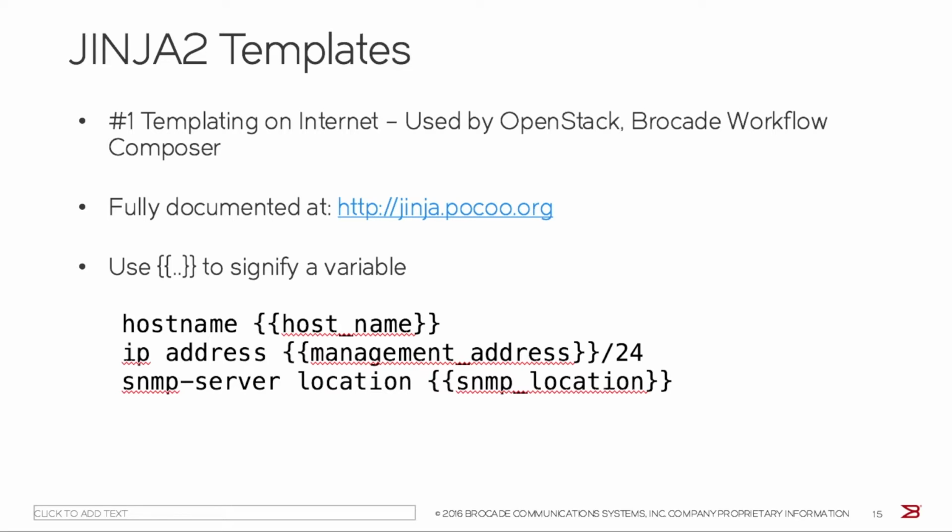The templates we use are called Jinja. And this is basically the number one templating on the internet. It's used by OpenStack, Brocade Workflow Composer, and it's fully documented as well. In its simplest form, all we do is use double curly braces to signify that inside the template there's a variable. Take, for instance, host name: curly brace, host underscore name, end curly brace signifies that the host name inside the curly braces will be replaced at runtime, and in our case, by what's in the Excel spreadsheet.